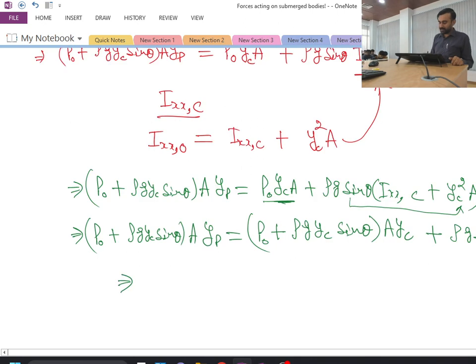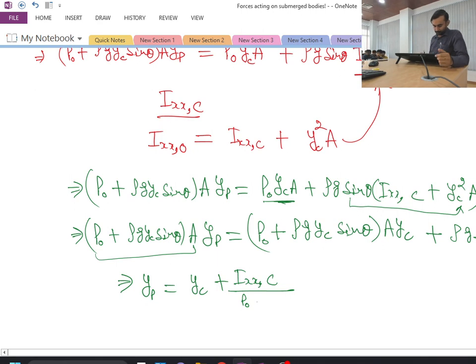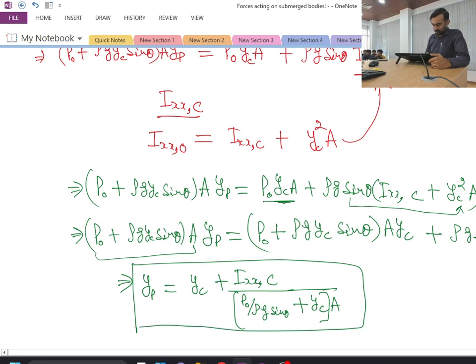From here, if I now take this A and the joining term to the other side, I will find YP is nothing but equal to yc plus Ixxc divided by, P naught by rho g sin theta plus yc into A. Is this point clear? So this is how we can calculate the line of action of the resultant force.